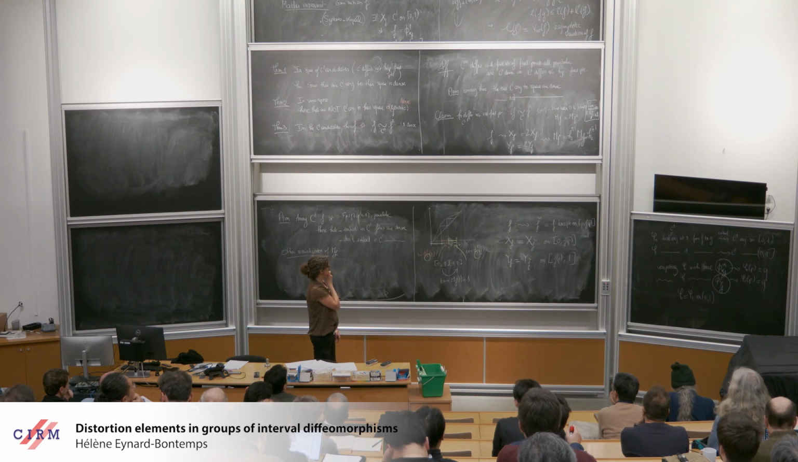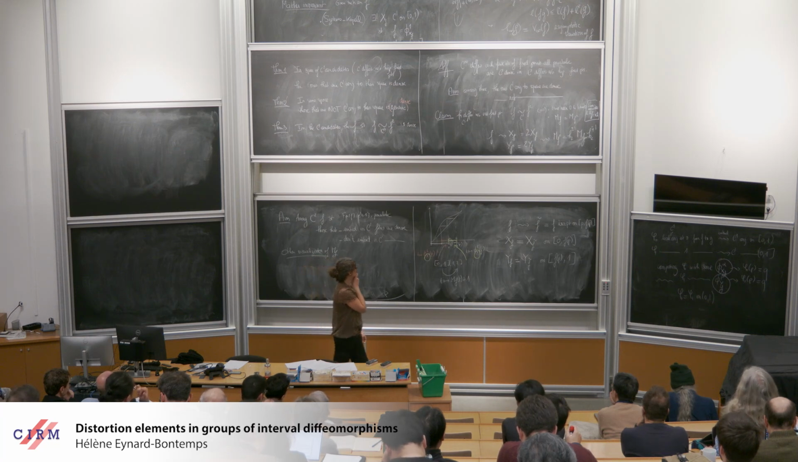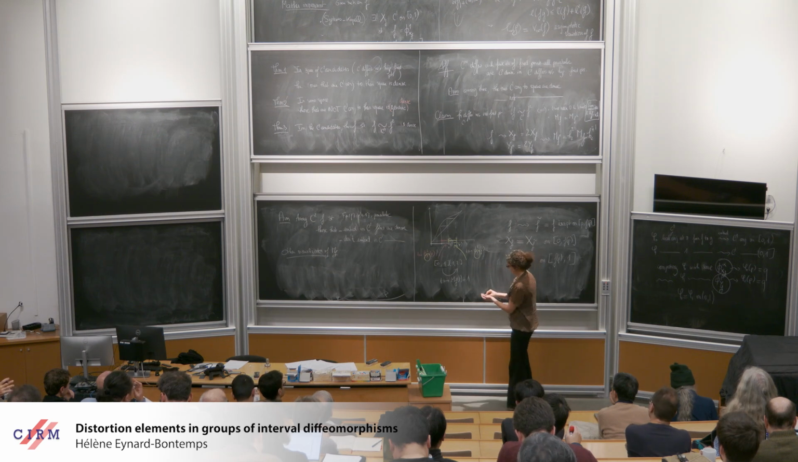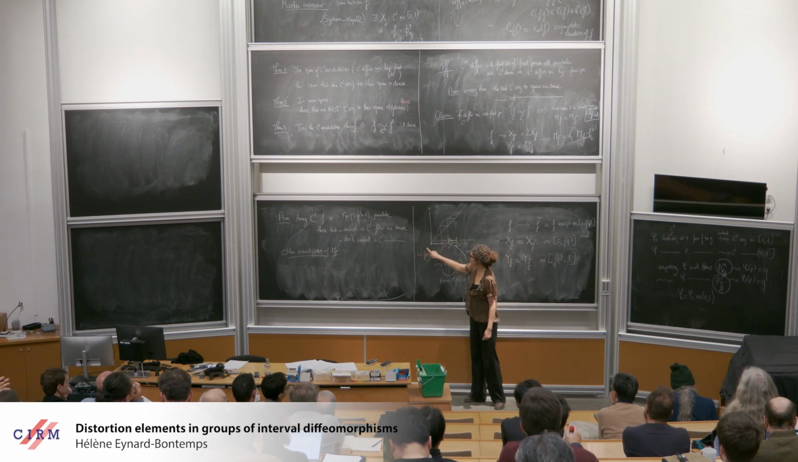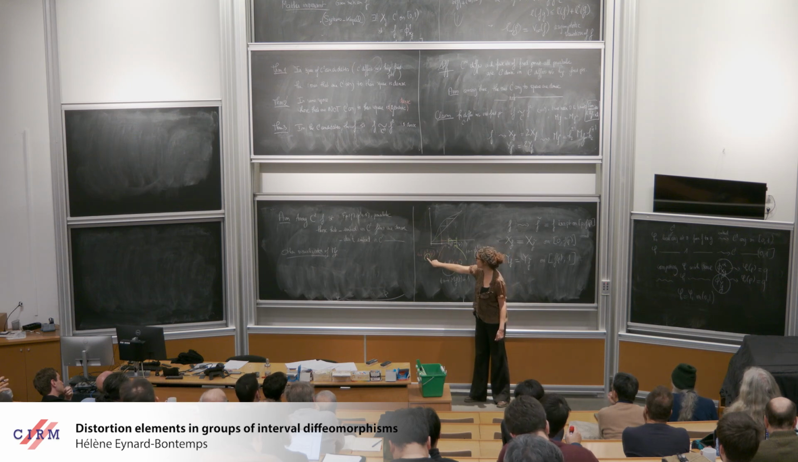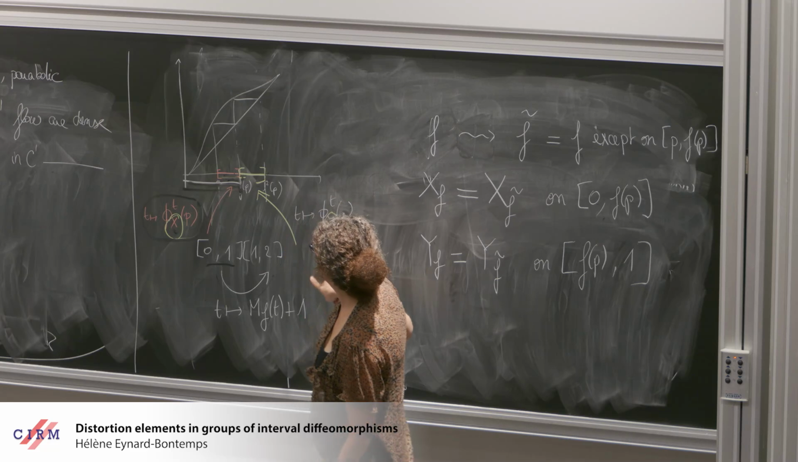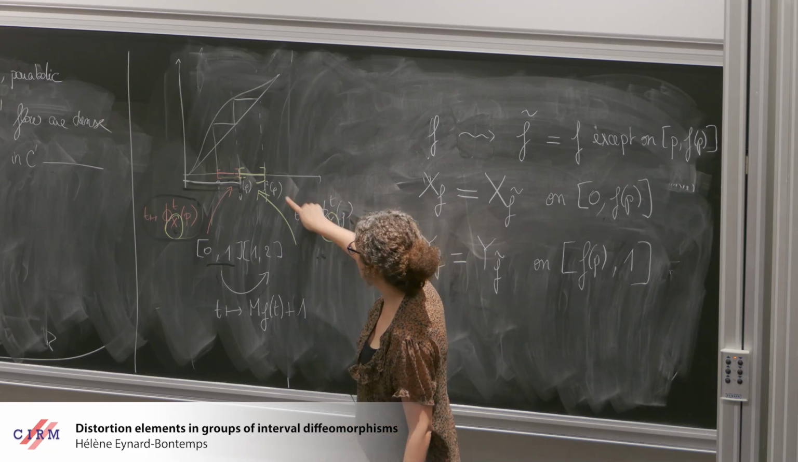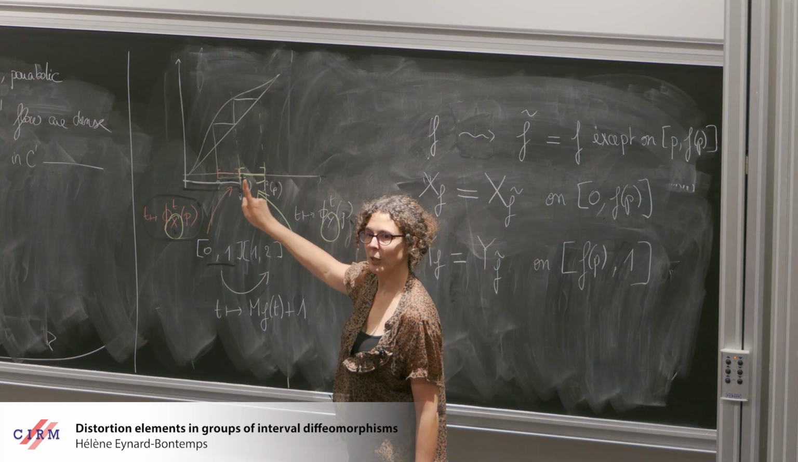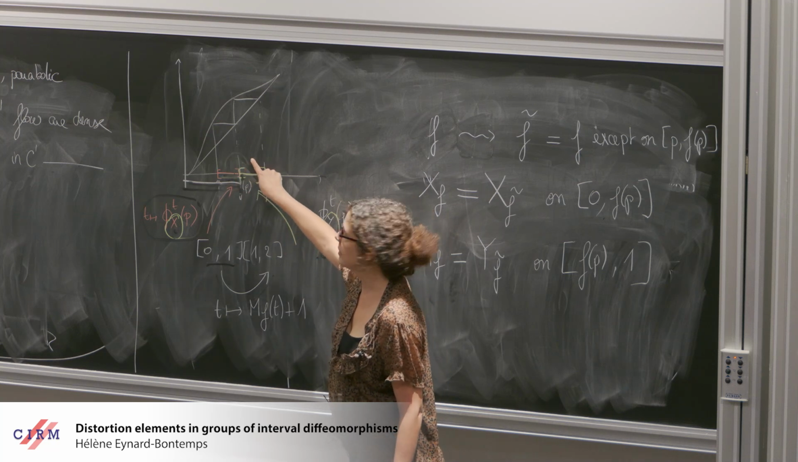What do I want to say with that? So for my new F tilde, this map is the same. It's the same because I haven't changed the vector field X until F of P. For my map F tilde, this map is also the same because I haven't changed the vector field on this side. What only changes is F here.